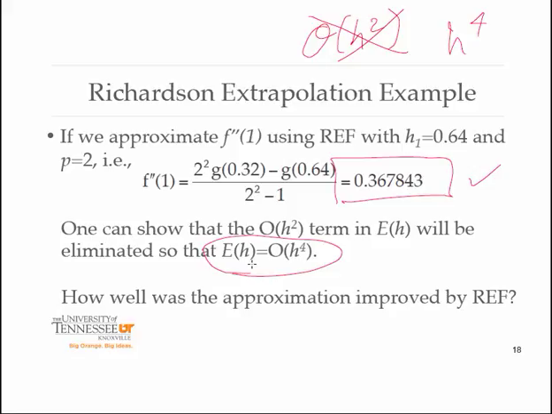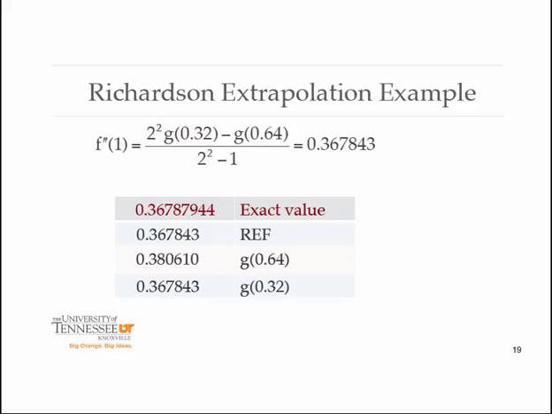So we can ask the question, well, how well was the approximation improved by Richardson extrapolation? If we go to the next slide, again, this is just the result that we did with Richardson extrapolation, just for comparison purposes, because we would know analytically how to compute the derivative of e to the minus x, and therefore the second derivative. That's what the exact value should be. This was, again, the result we had with 0.64. Then we halved that value to get this result.